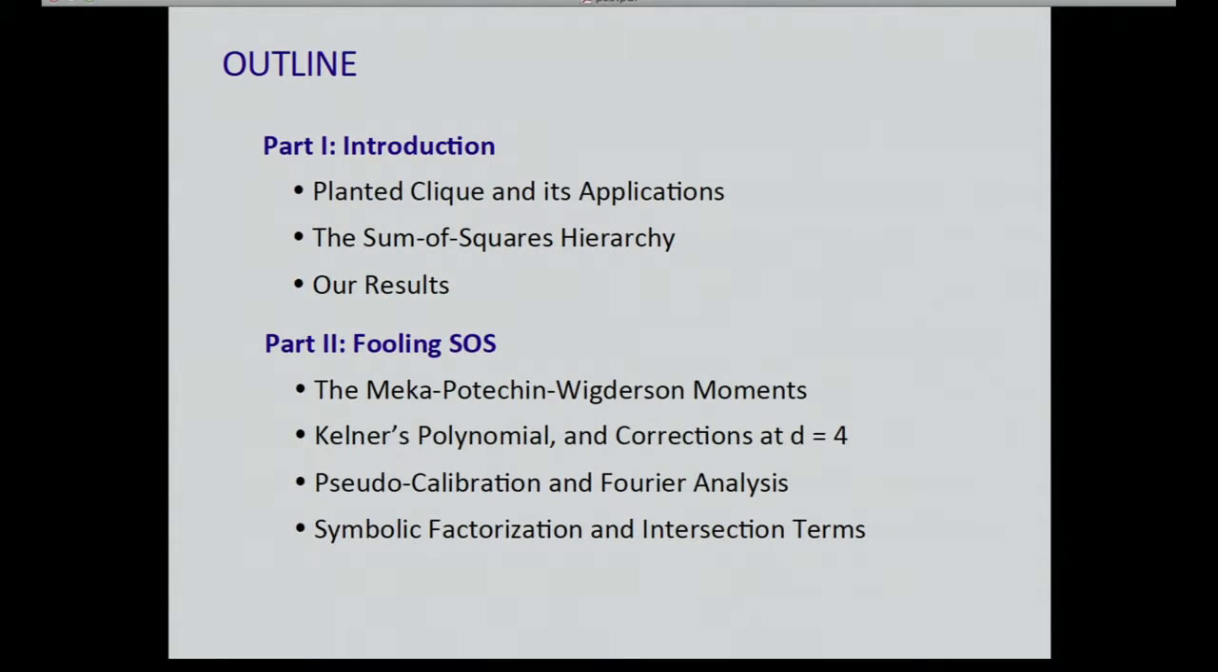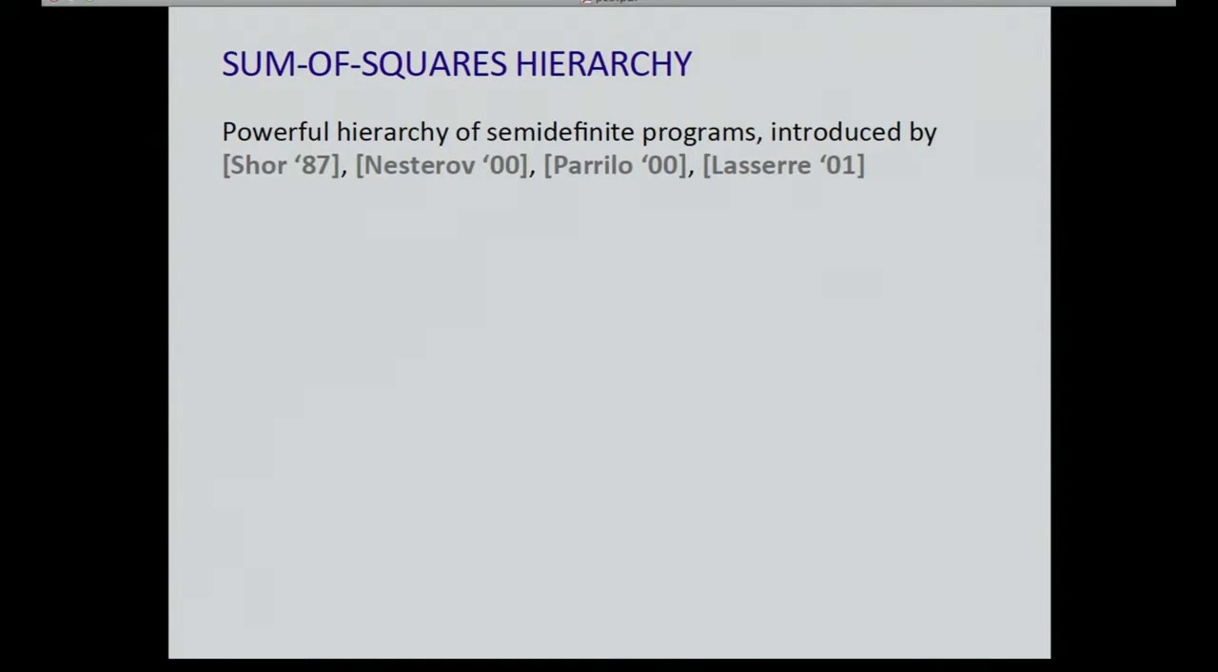So I'm going to try and give you a gentle introduction to sum of squares, because sum of squares is a fairly complex algorithm to wrap your head around. There's a huge literature on it. But let me try and compile and tell you the minimum you need to know about this. The sum of squares hierarchy, I think the easiest way to think about it is through something called pseudo-expectation. Sum of squares actually started in earlier work of Shor and Nesterov, but it really took its modern form in work of Parrilo and Lasserre. It's a very, very powerful hierarchy of SDPs. I'll tell you more about that later.